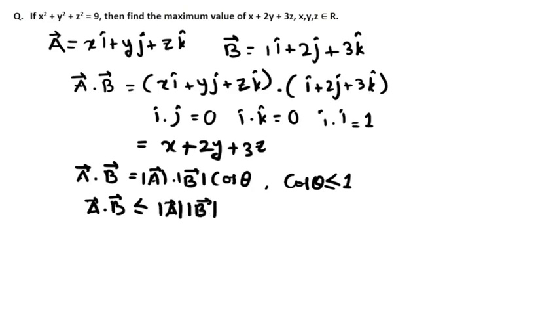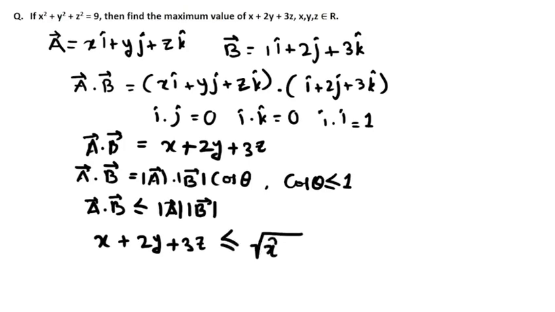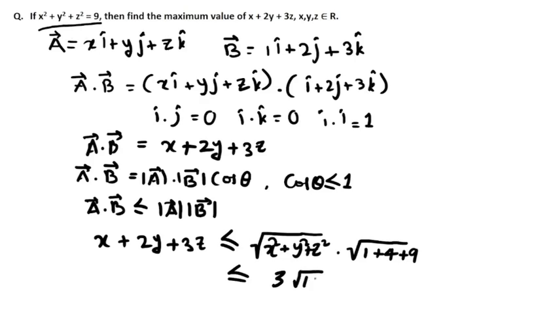Now, taking this into our example, we can see this A dot B here is x plus 2y plus 3z. That would be less than or equal to magnitude of A, which is given by square root of x square plus y square plus z square, multiplied by magnitude of B, which is given by square root of 1 square is 1, 2 square is 4, 3 square is 9. That is nothing but square root of x square plus y square plus z square will be given by 3, because we are given from the question that x square plus y square plus z square is equal to 9, and square root of 1 plus 4 plus 9 is square root of 14.